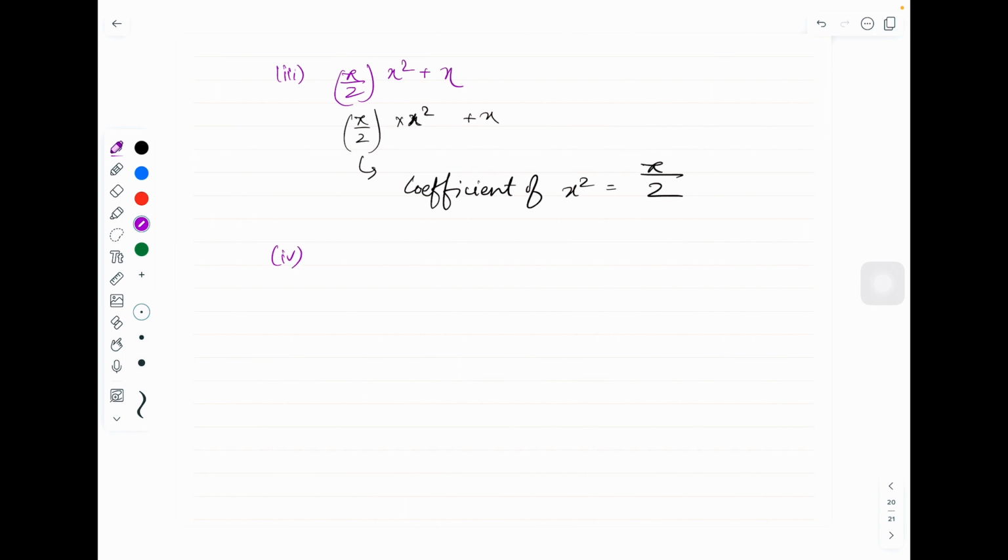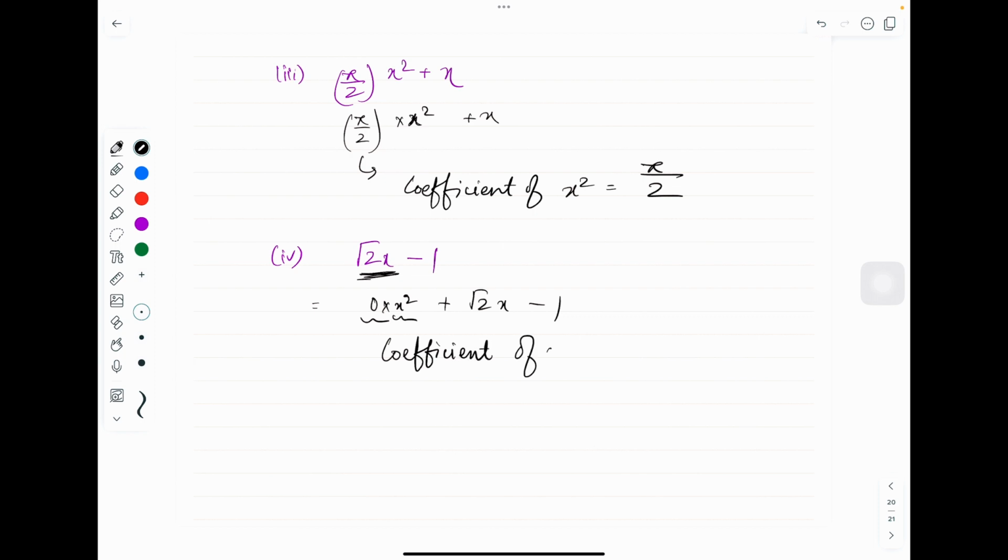Fourth question is root 2 x minus 1. See here, the x square term is not present. That means the coefficient is 0. The x value will not be 0, because x is present here, but the coefficient term is 0. So we can write 0 into x square plus root 2x minus 1. Now with x square, what is multiplied? 0 is multiplied. So the coefficient of x square equals 0. Understood?